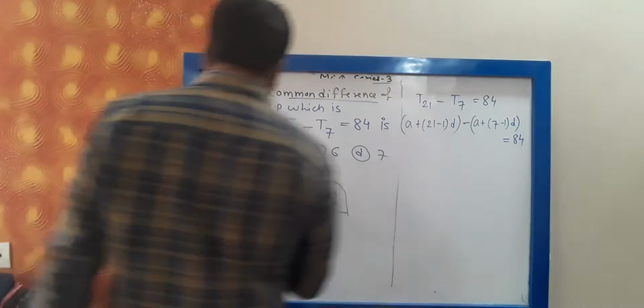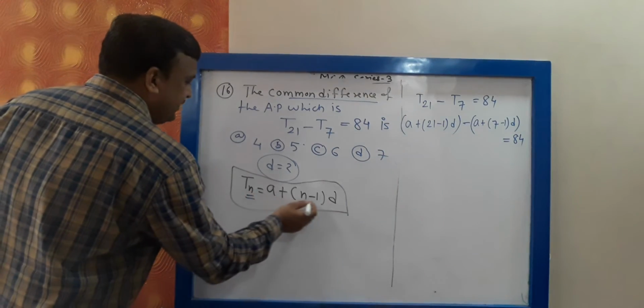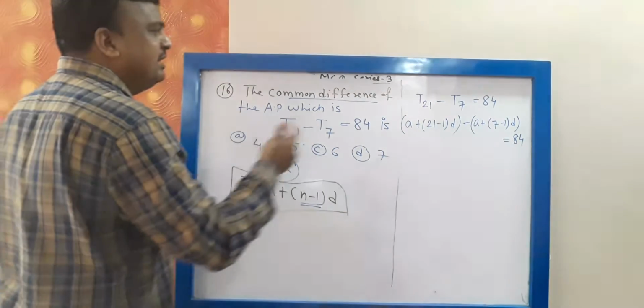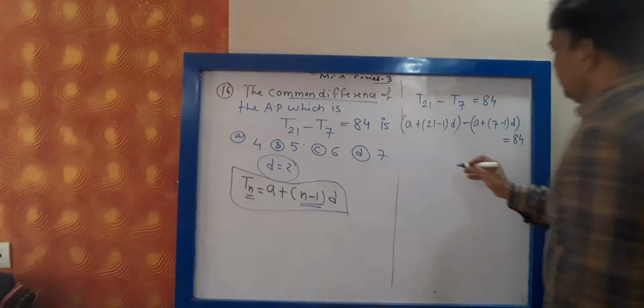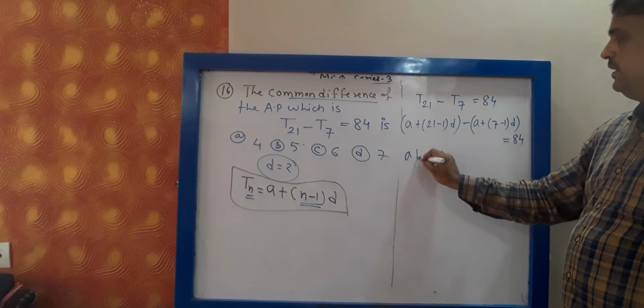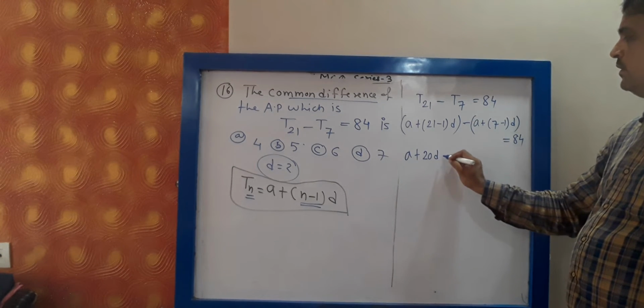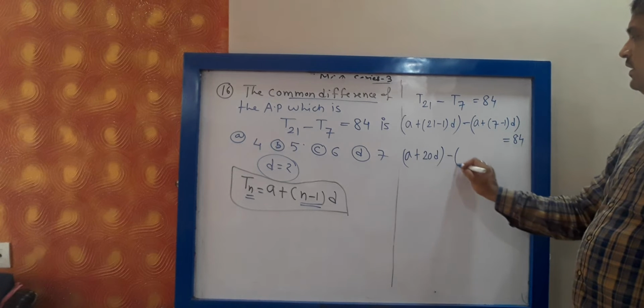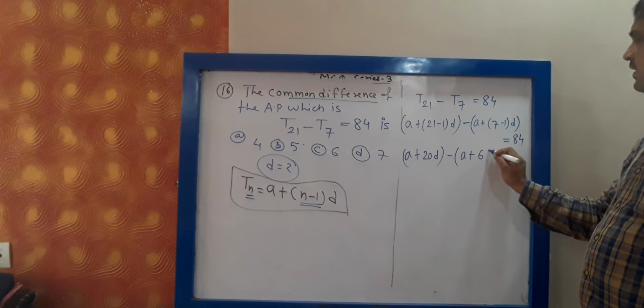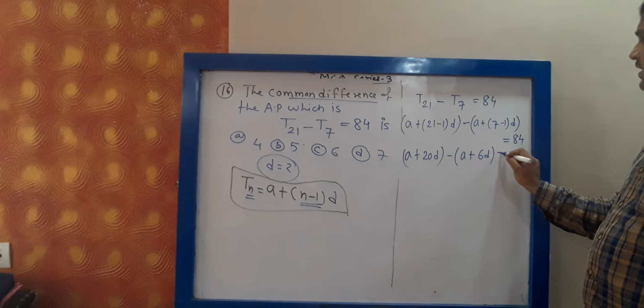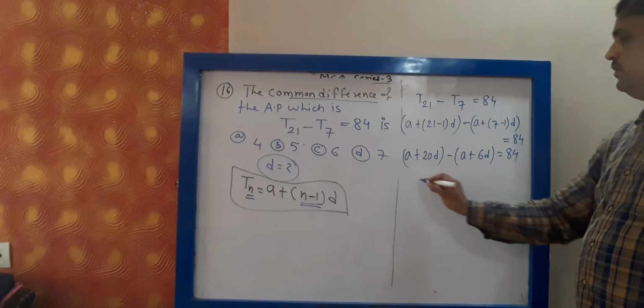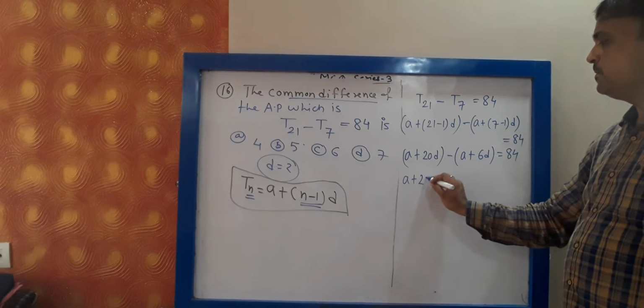Because in the Tn formula, if it is n, then it is 1 less, n minus 1. So directly you can write 20D. So solve this: A plus 20D minus A plus 6D, 7 minus 1, 6D, is 84. Now we open A plus 20D.